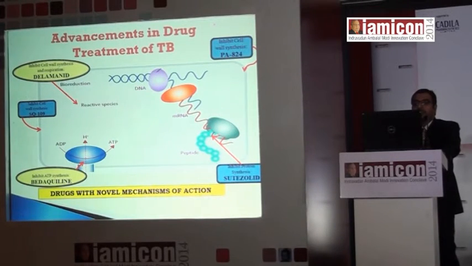So these are some of the drugs and how they act. Delamanid, SQ109 and pretomanid act by inhibiting cell wall synthesis. Bedaquiline acts by inhibiting ATP synthesis, and sutezolid acts by inhibiting protein synthesis.